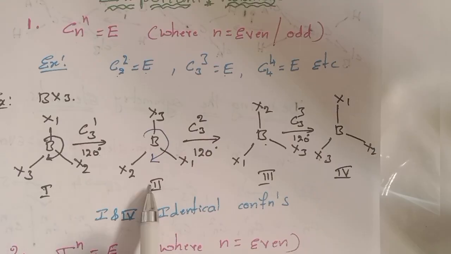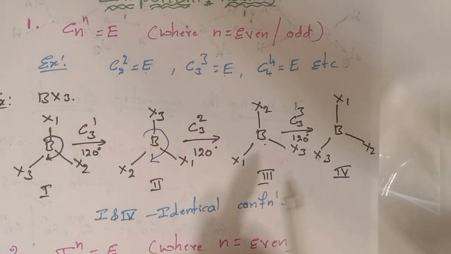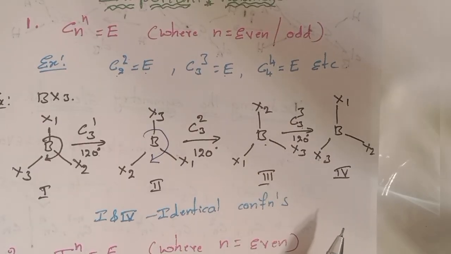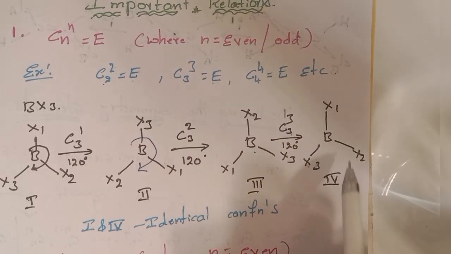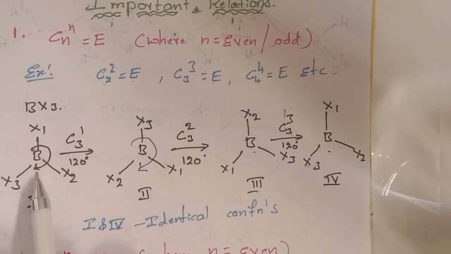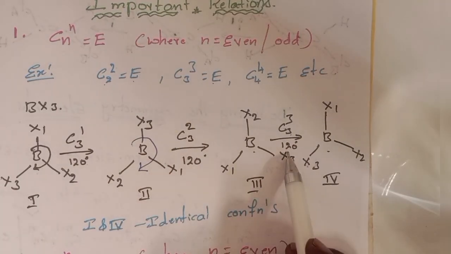That means 1, 2 and 3 are equivalent configurations to each other. But when we perform the C3 rotational axis a third time, the resultant configuration is this one. That means the resultant configuration is identical to the original one. So C3 power 3 has resulted in E.